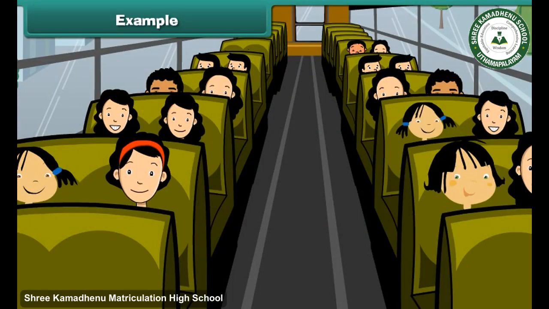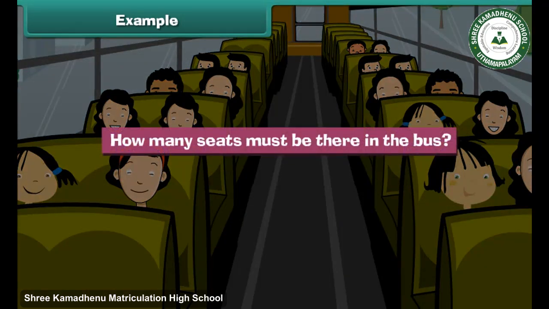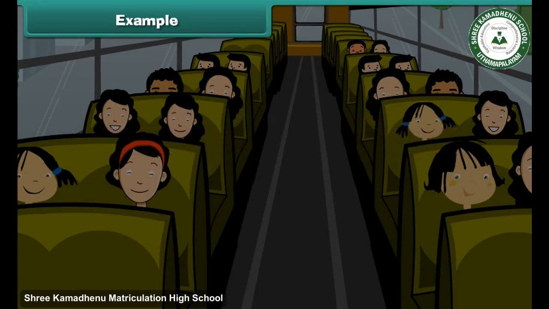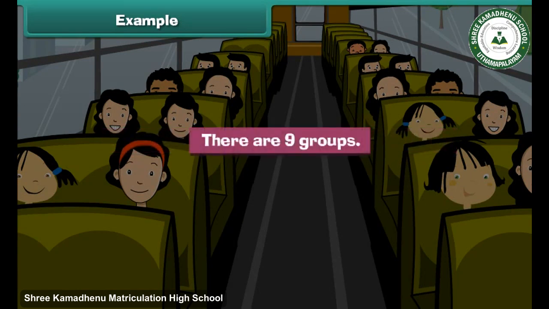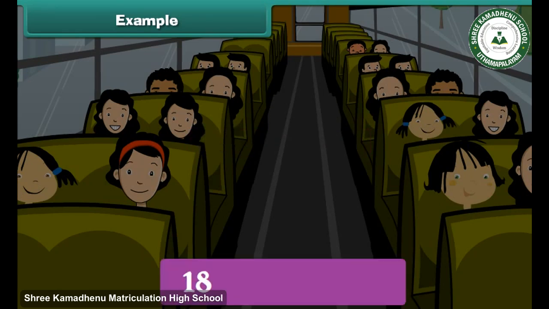Example. 18 girls have to be seated in a bus. 2 girls can sit in a single seat. How many seats must be there in the bus? Divide the girls into groups of 2. There are 9 groups. So, there must be 9 seats in the bus. We can write the above problem as 18 divided by 2 is equal to 9.